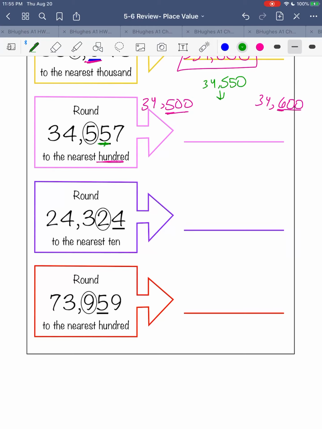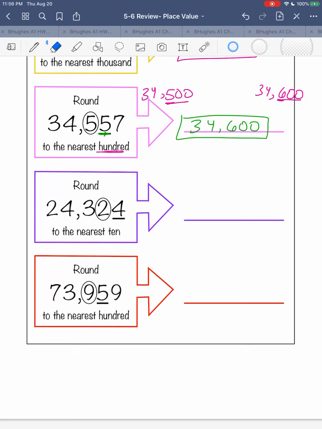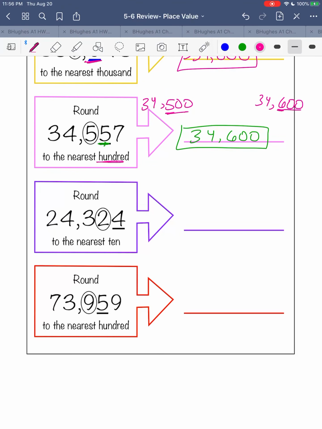So now let's come over here and let's look. The digit to the right in the tens place is 5. Now, this is a little tricky. If it's a 5, remember if it's exactly on the midpoint, if the number was 34,550, we would still round it up. Well, this number is 34,557. So clearly that's slightly past 550. So we know that this one is going to round up to 34,600. All right, and then one more, or two more, sorry.